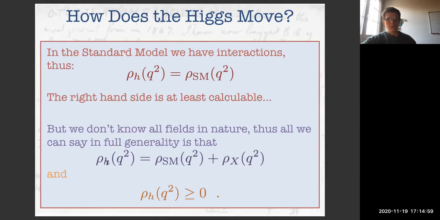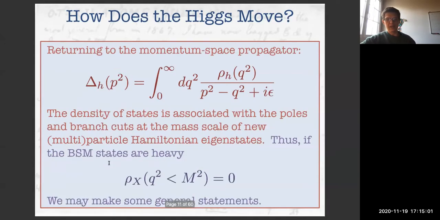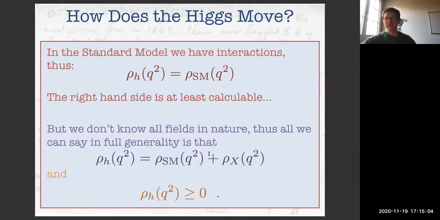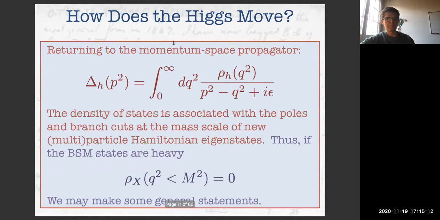And of course, rho of H is always positive. And rho of standard model is always positive because there is a limit in which if all heavy states, BSM states, were decoupled, this would still be a fully sensible quantum field theory. So this is positive too. Okay, so returning now just to the momentum space propagator. So we're just doing the Fourier transform of the position space one. It looks like this.